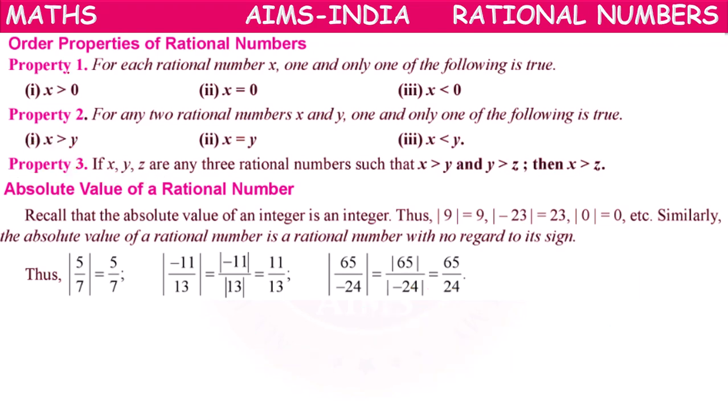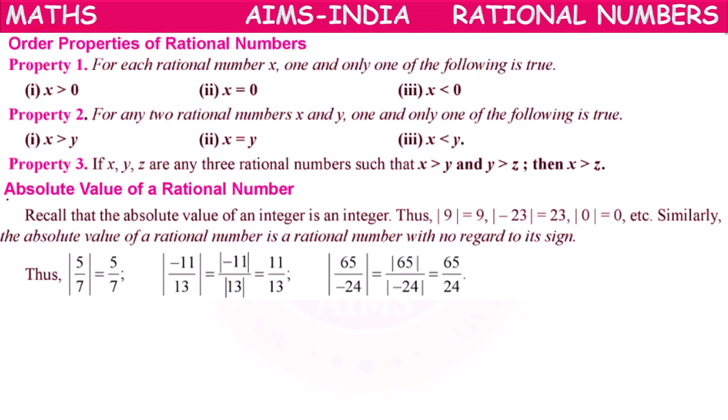These three properties are considered as order properties of rational numbers, children. The first property is for one rational number, the second for two rational numbers, and the third for three rational numbers. These are the order properties of rational numbers.